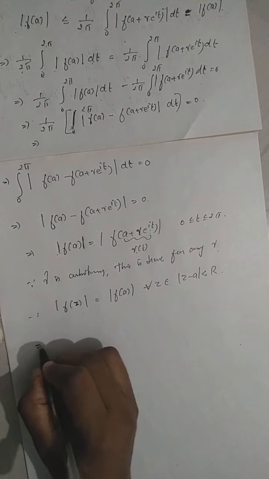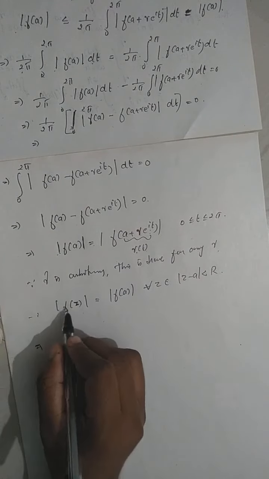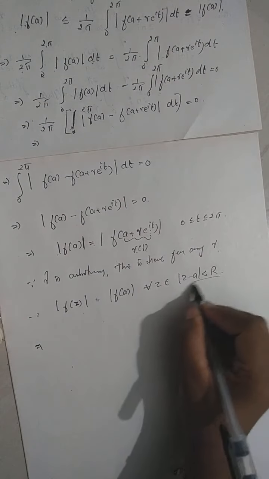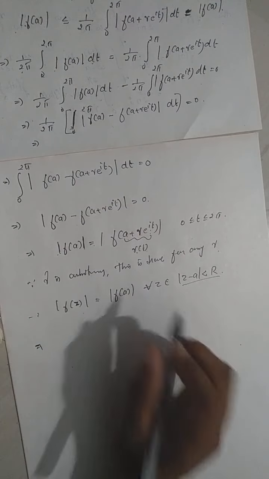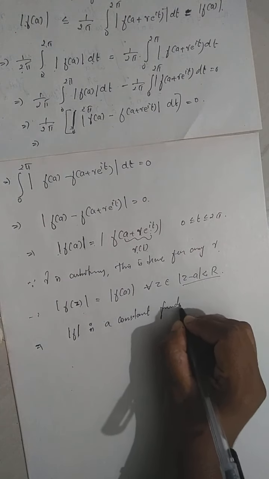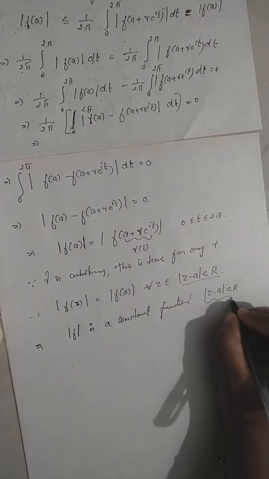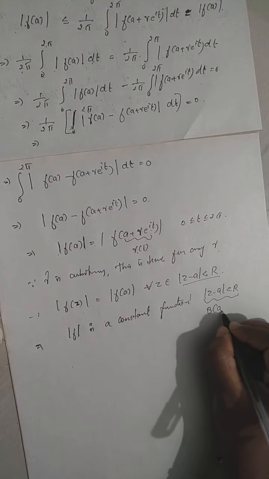So what you get? |f(z)| takes the value |f(a)|. That is, |f| has the value |f(a)| in this region. So |f| takes the value |f(a)|, which means that the function |f| is a constant function on the open ball |z - a| < r.